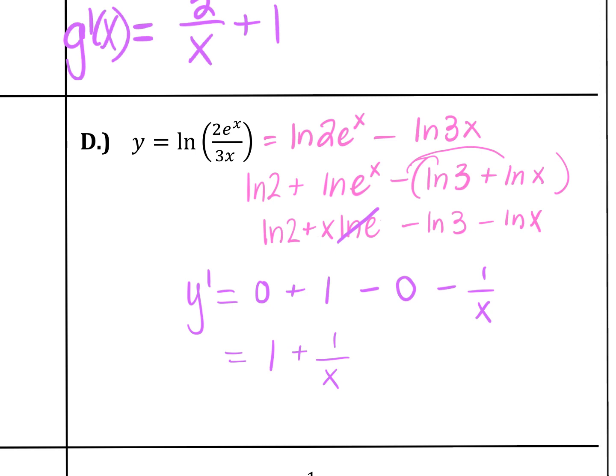Just a quick question. ln of e is 1, right? ln e equals 1, yes. So then we just took the derivative of x, and that is 1. Right. All right, let's do another one.